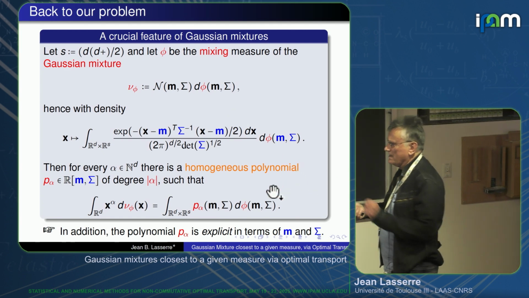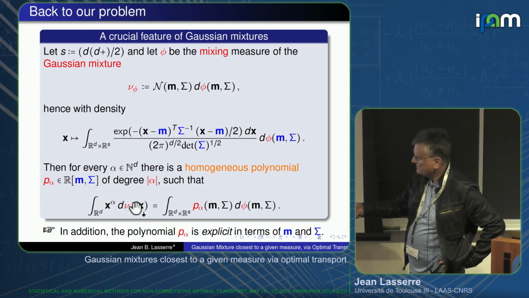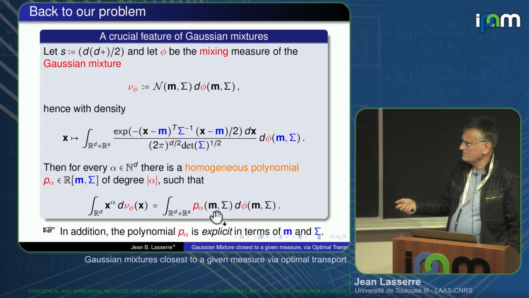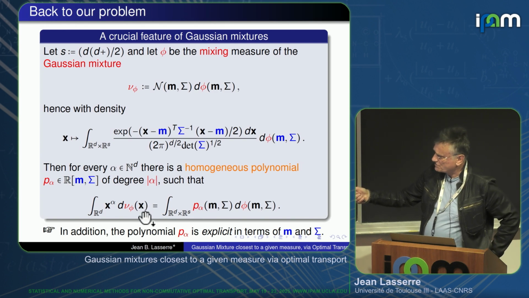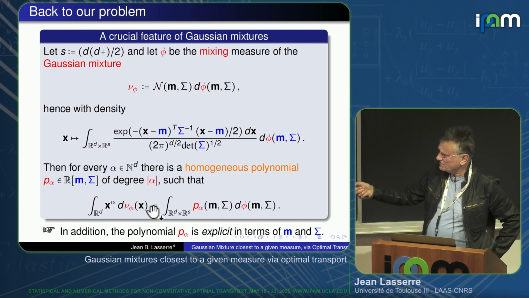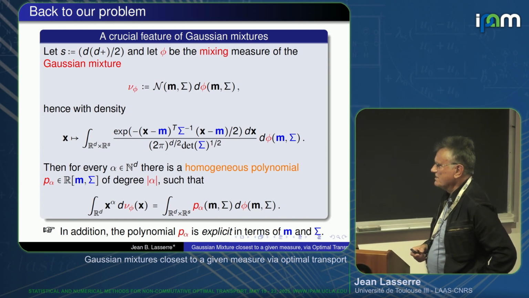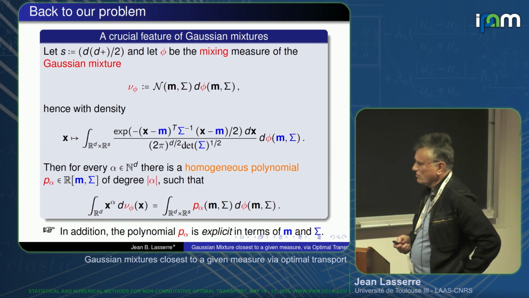Then what is nice is that if you look at the moment of the Gaussian mixture, you take a particular moment alpha, the integral of x^alpha d phi, this moment is a polynomial in the parameter (m, sigma). So if you take a Gaussian measure and take the moment alpha of the Gaussian measure, it's a polynomial of m and sigma. So when you take the Gaussian mixture, the moment x^alpha of the Gaussian mixture is just this polynomial alpha of the parameter integrated with respect to the mixing measure. Okay, and this is a nice property of the Gaussian mixture.